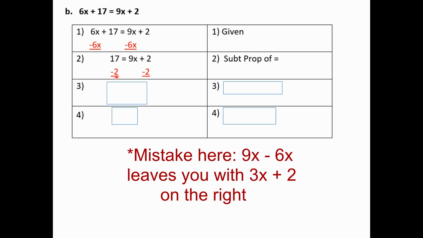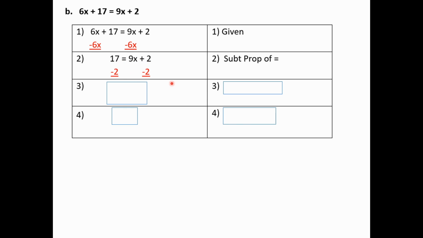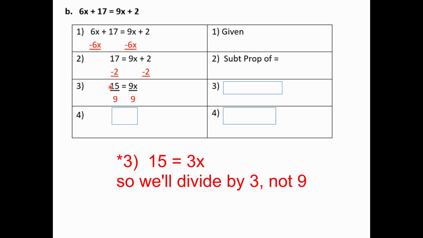I'm going to apply subtracting again here. I'm going to subtract by 2 on either side to get rid of this constant on the right-hand side. And I'm left again with what's in the black type here, which is 15 equals 9x. And I apply the subtraction property of equality a second time. And you can do that. You can do the same reasoning statement for more than one argument that you've made.